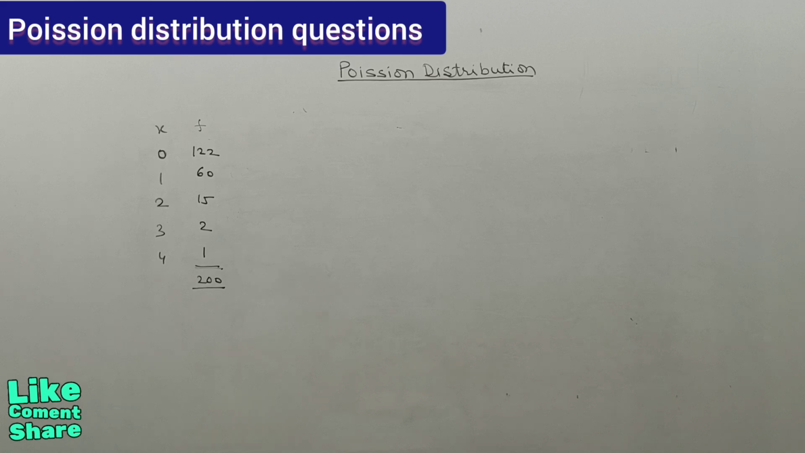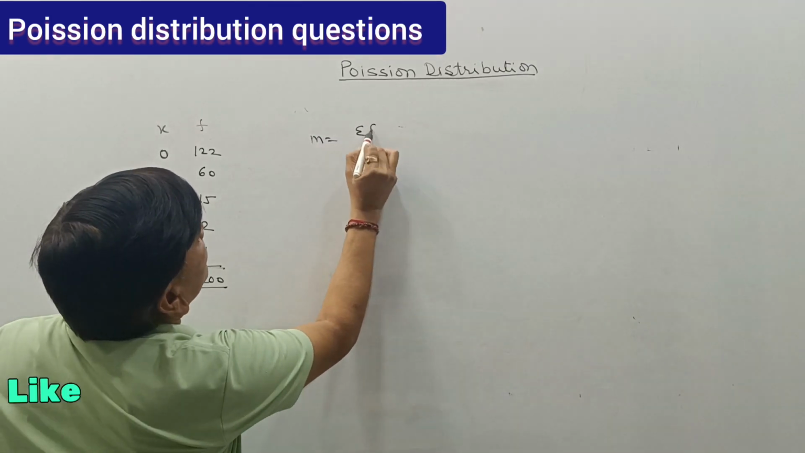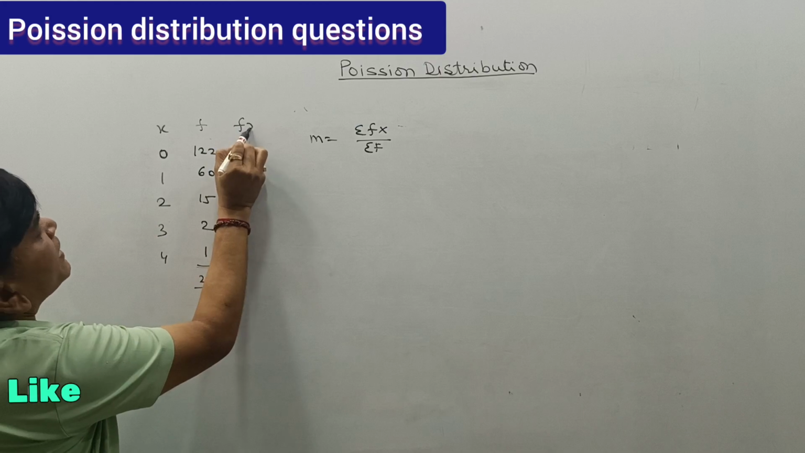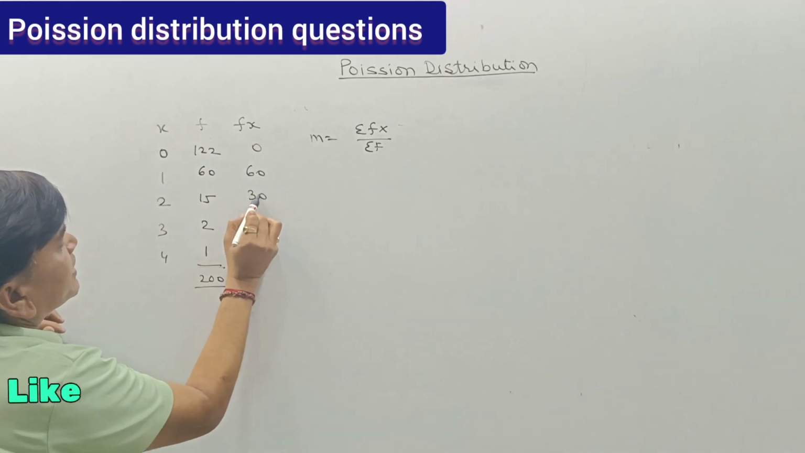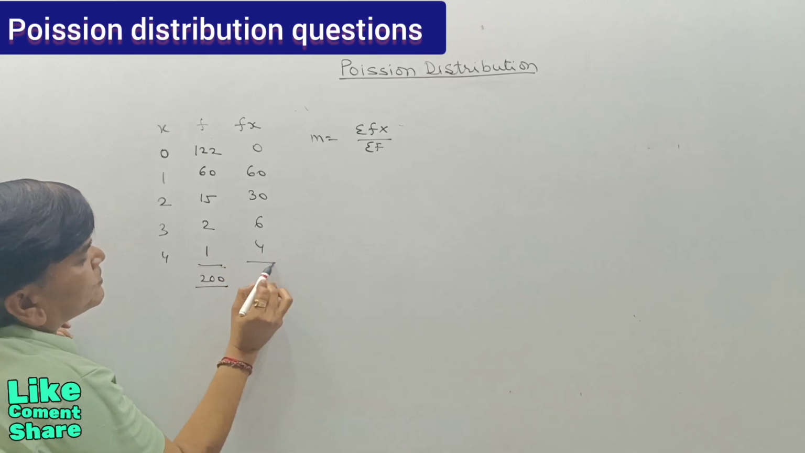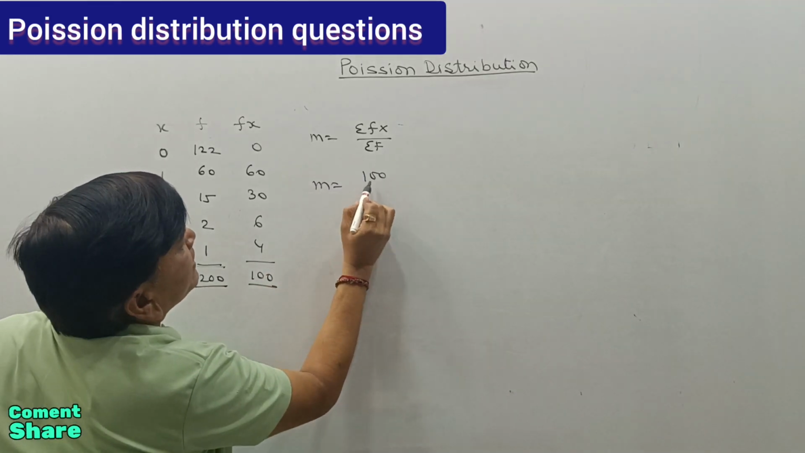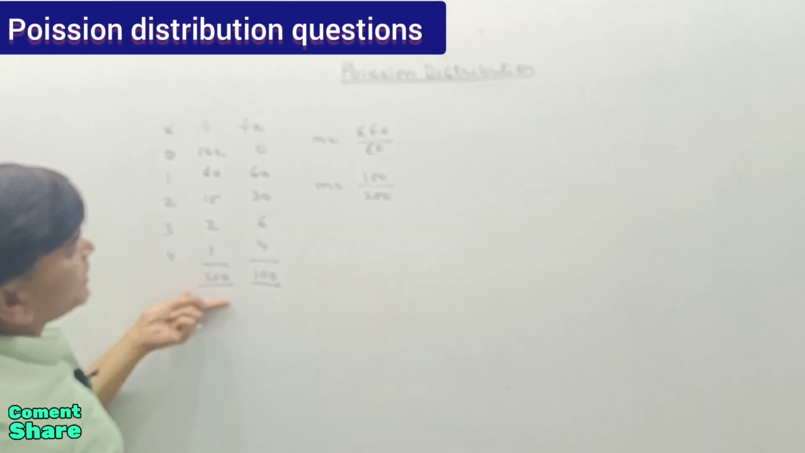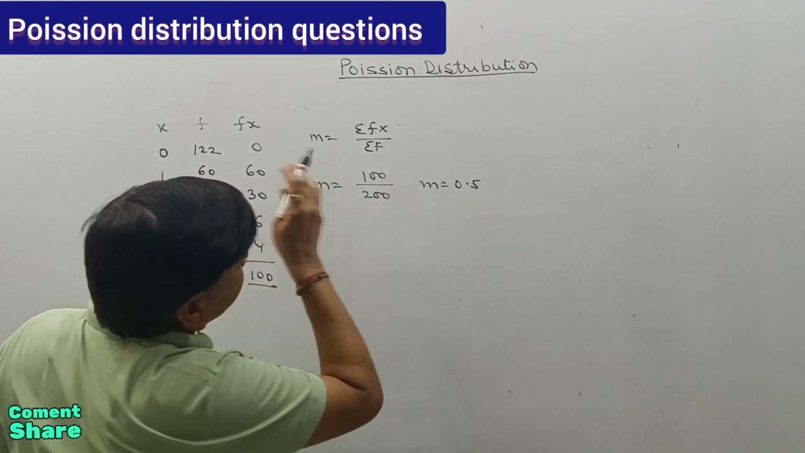In this we will calculate the estimated frequency. So first, m is equal to sigma fx divided by sigma f. For getting this we calculate fx, that is 0, 60, 30, 6, 4. So this is 100. So the m value is equal to 100 divided by 200. Sigma fx value is 100, sigma f value is 200. So the m value is 0.5.